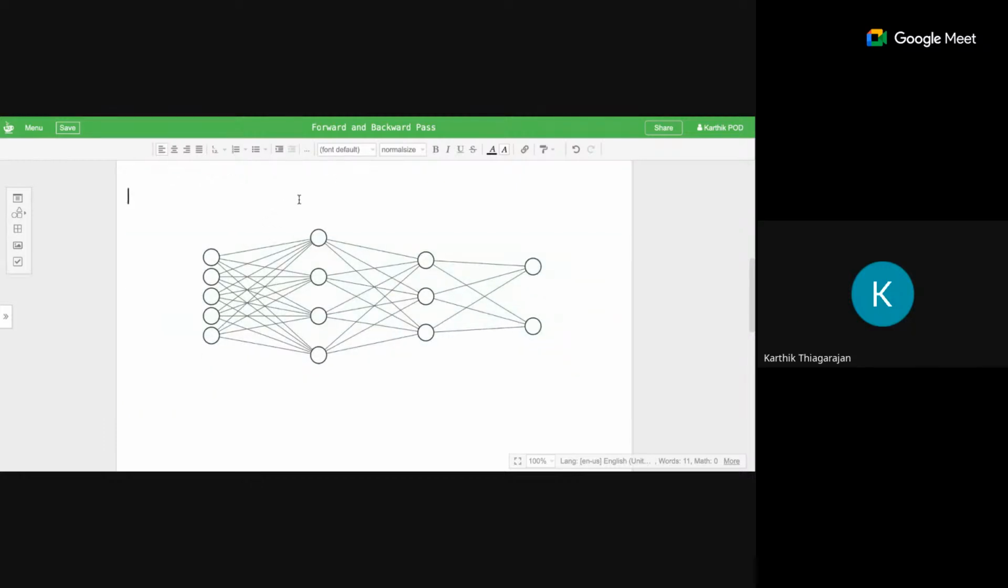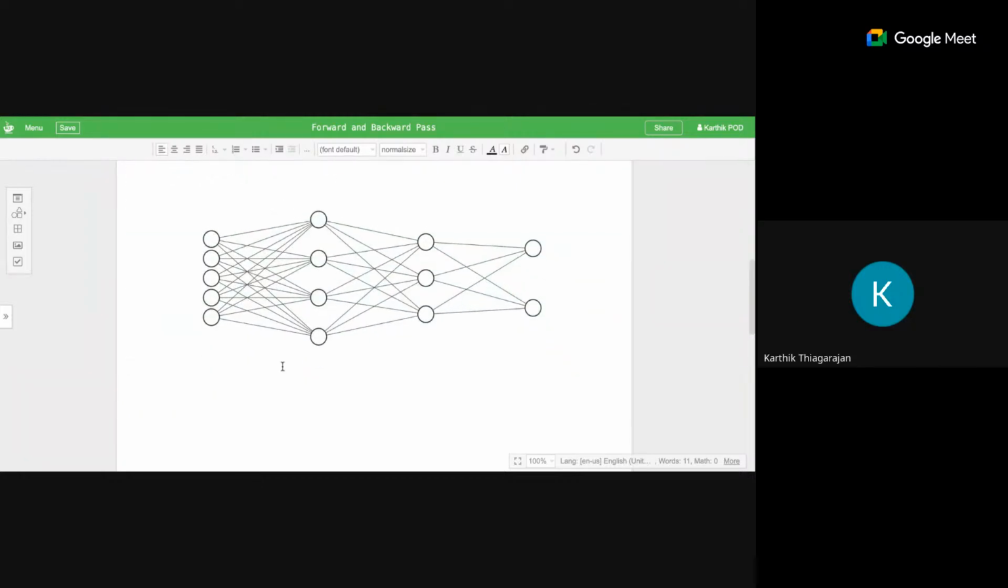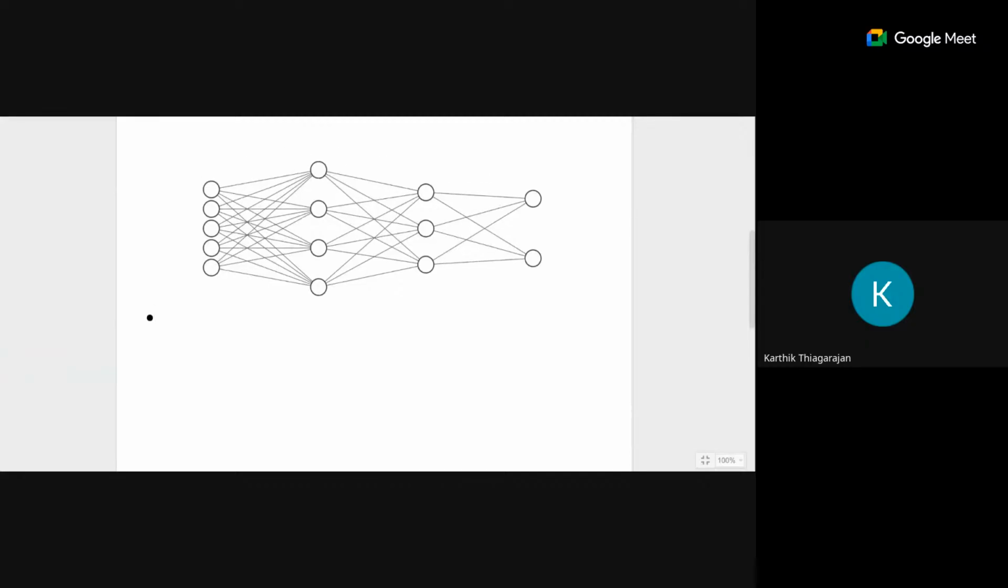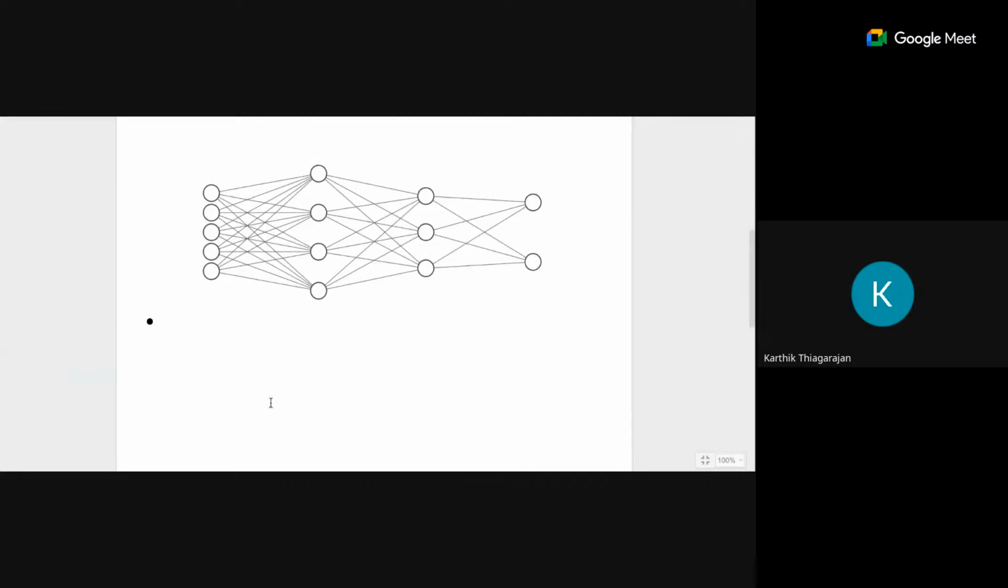Okay, so this is a typical feed-forward neural network. How many layers are there? These are conventions that you should get used to. How many layers does this network have? 4? 2? Okay, so this has 3 layers, right?